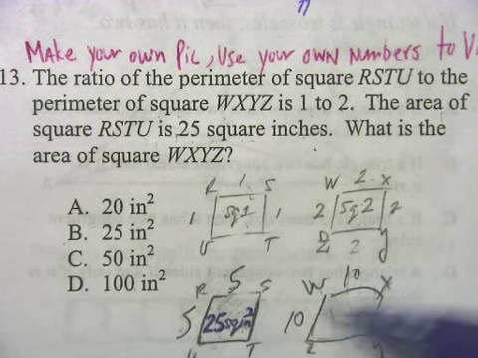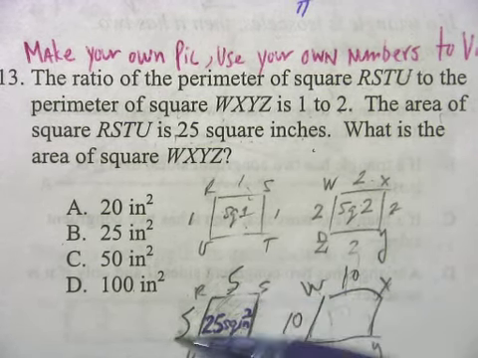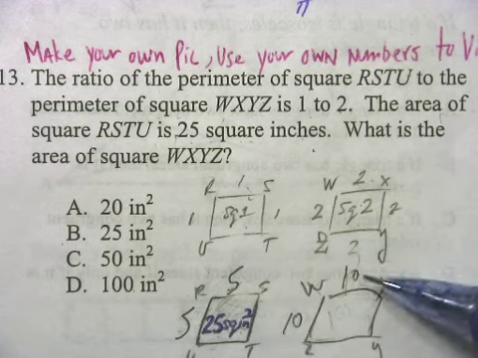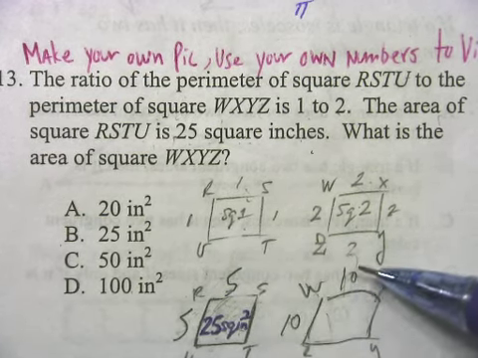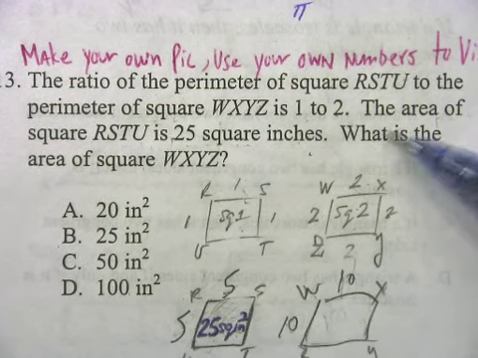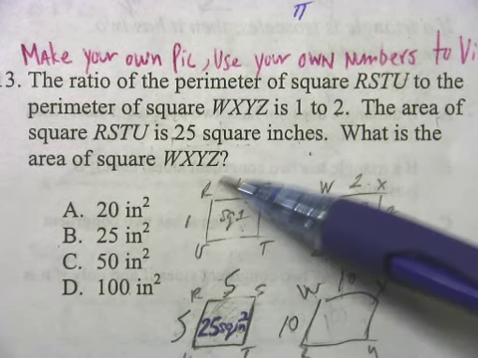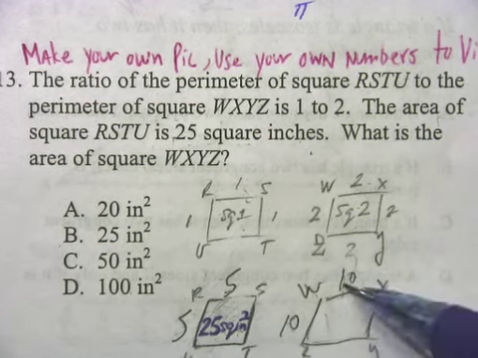Does that make sense? So I have my two squares. They tell me the area. They told me that the ratio is 1 to 2. Well, I find the sides, and I know then that if these are 5, then these are going to be what? These are going to be 10. And if I know that these are 10 and 10, well, then now I can answer the question.